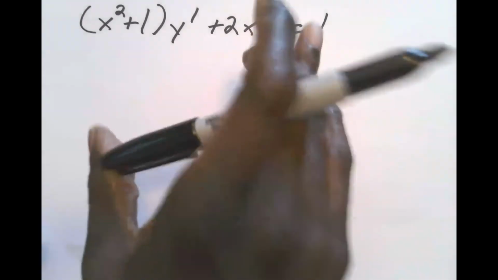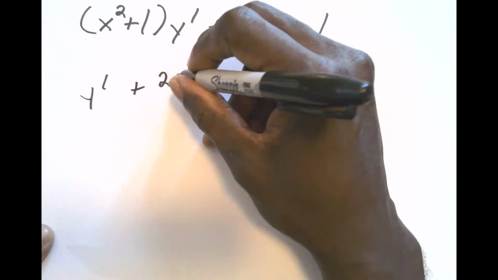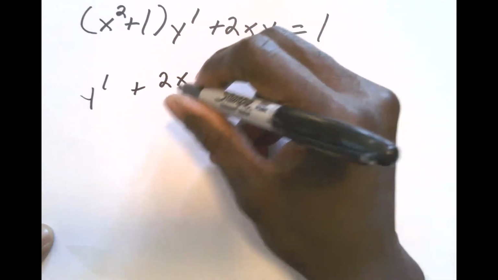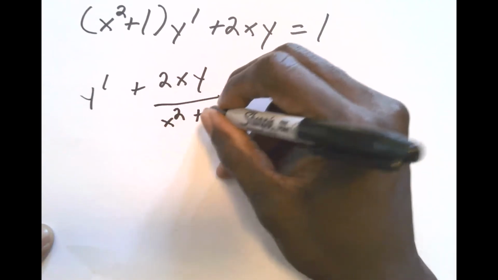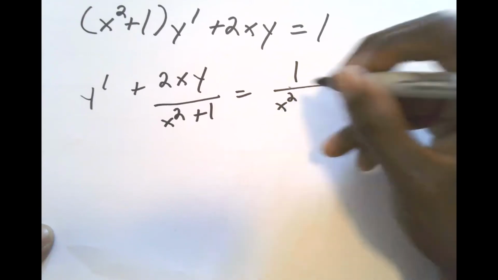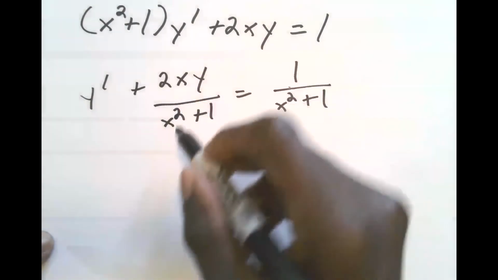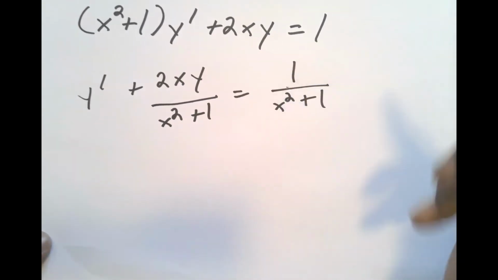Now, this is not in the right form, however. To put it in the right form, we're going to divide everything by x squared plus 1. That'll give us y prime plus 2x y over x squared plus 1 equals 1 over x squared plus 1. All right, so now it's in the correct form. So 2x over x squared plus 1 is our p of x function, and this, of course, is our q of x function.